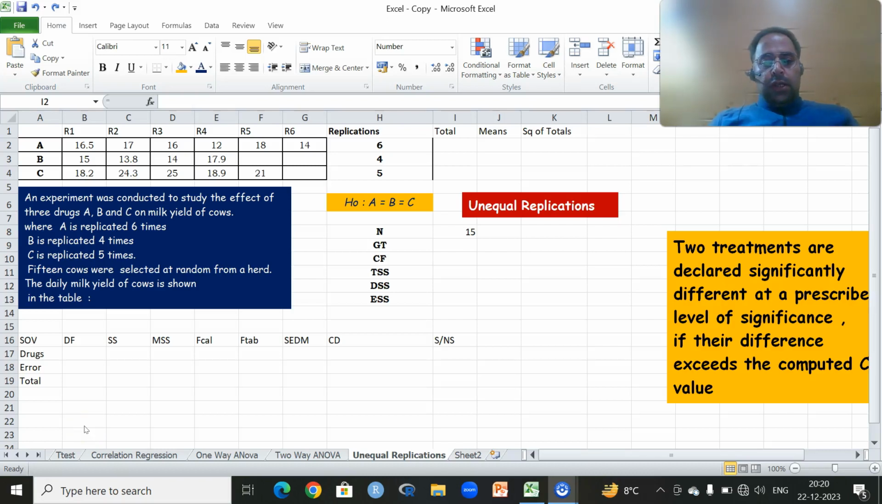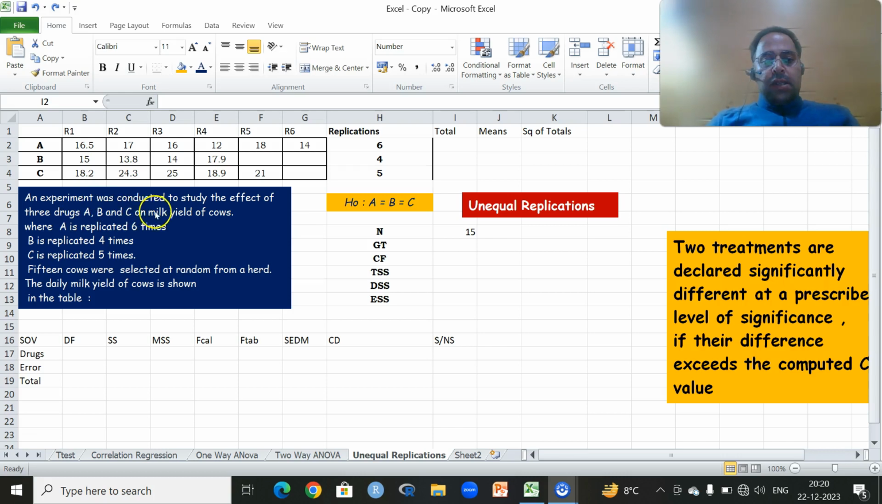This video is in continuation to the previous video, which was made on the same design, that is CRD, completely randomized design, but that was based on equal number of replications. In this video we'll be doing a demo regarding the same design, but the number of replications in this analysis are unequal.